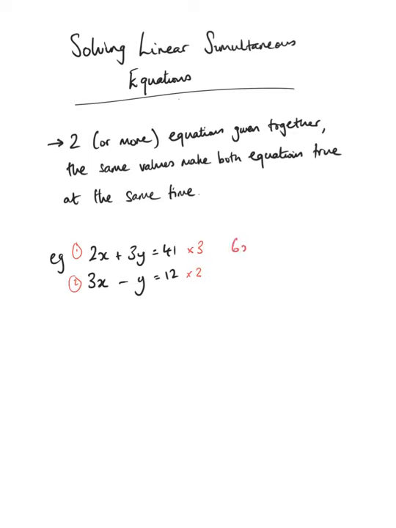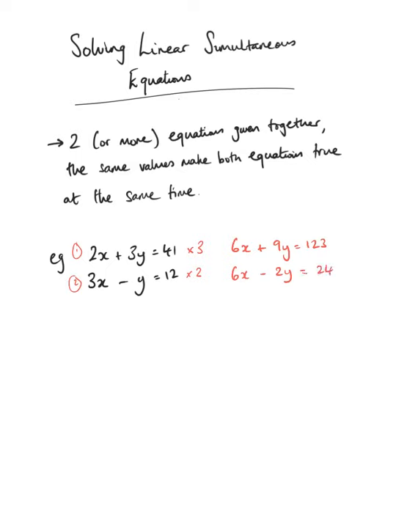So that's going to become 6x plus 9y is equal to 123. Similarly, for equation 2, remember I'm multiplying by the other number of x's, so I'm going to multiply everything by 2. So I'm going to get 6x minus 2y is equal to 24.